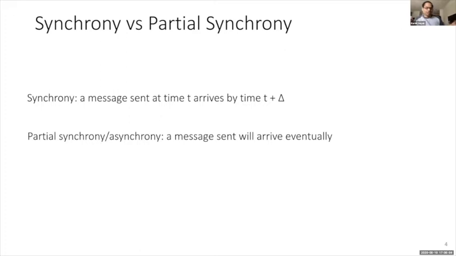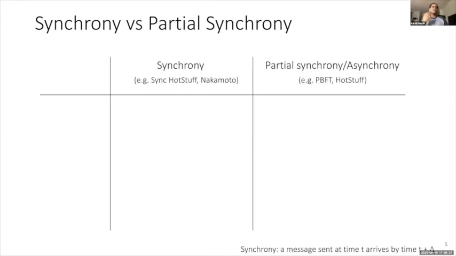So you can think of delta as being 10 seconds in a regular network, where if I send you a message, we are guaranteed that it will arrive within the next 10 seconds. Partial synchrony or asynchrony, I'm not going to get into the distinction between these two, but at the highest level, say that if I send you a message, the message will arrive eventually. Given these models, there are multiple protocols that people have come up with. For example, in the synchronous model, one of our own protocols was Sync HotStuff that we came up with recently. A more well-known protocol in the synchronous model is Nakamoto consensus, or the protocol underlying Bitcoin. Under partial synchrony or asynchrony, there are protocols such as PBFT and HotStuff.